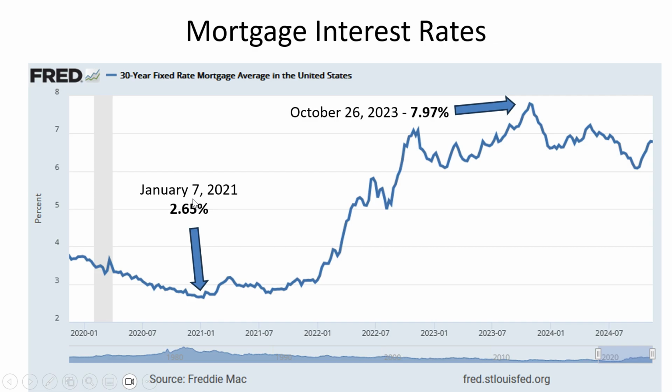So let's talk about some of the known risks that we're aware of and how we could prepare for them. One of the big risks is that interest rates could change.